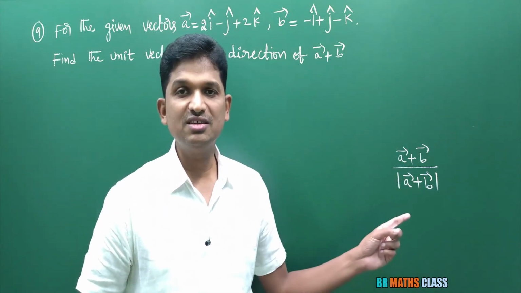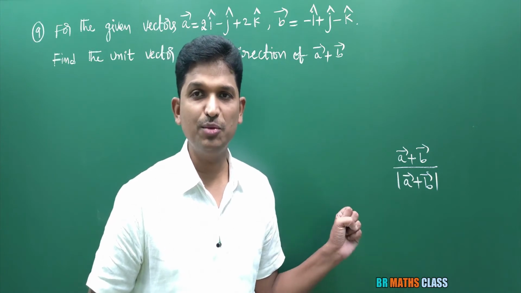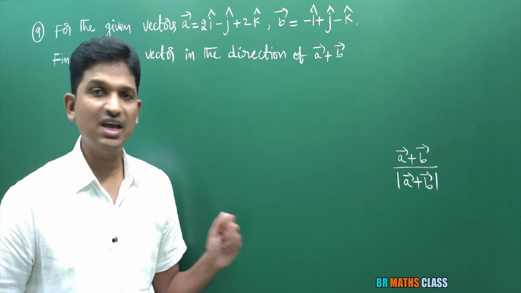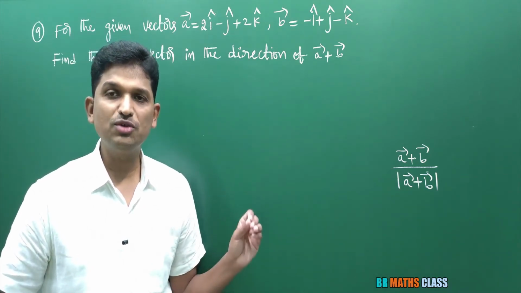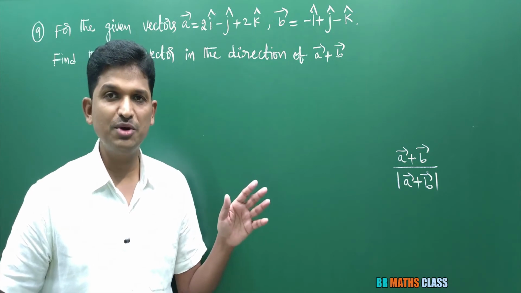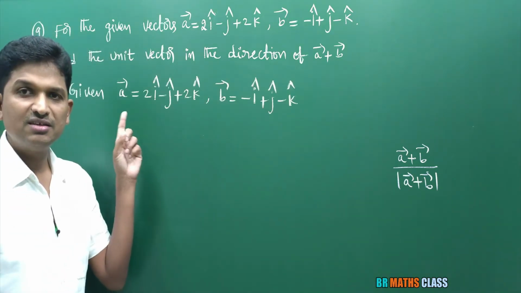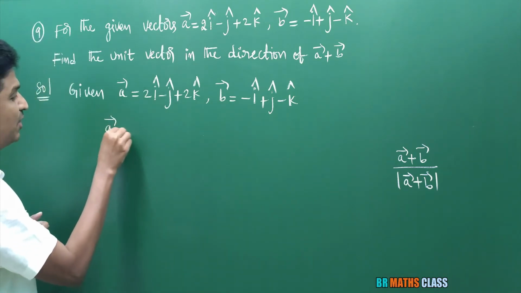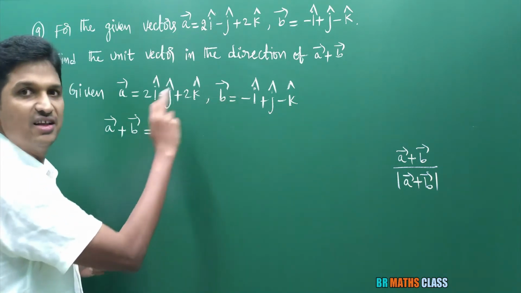To calculate this, first I need a bar plus b bar and I need the magnitude of a bar plus b bar. As they gave the vectors a bar, b bar, I can easily calculate a bar plus b bar and its magnitude. So to calculate the unit vector in the direction of a bar plus b bar, first I will calculate a bar plus b bar. I have written the given vectors a bar and b bar. Now I need to calculate a bar plus b bar. You just add these two vectors.